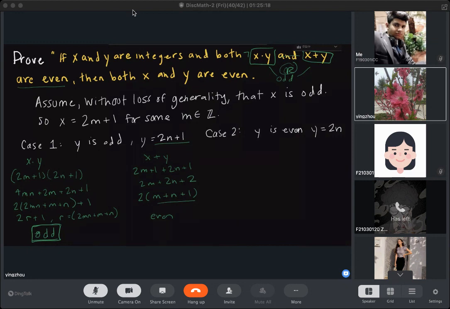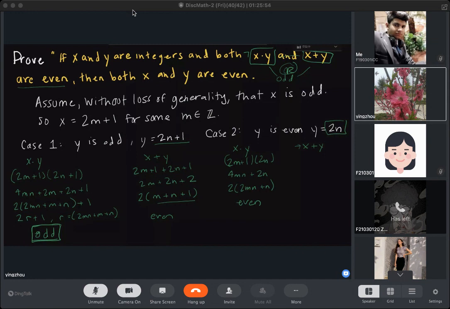So far so good. Case 2, again, I'm still looking at x times y and x plus y, but now y is even, so y is represented by 2n. So x times y would be (2m plus 1) times 2n, which gives me 4mn plus 2n. This clearly is going to give me an even value. But again, I'm not concerned unless this guy is also even. So now let's try this guy and see what happens.